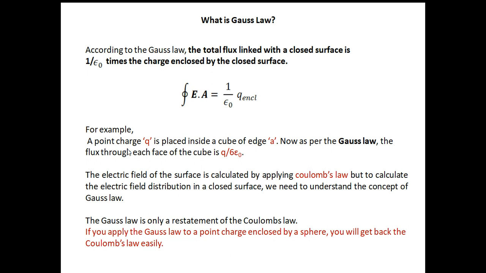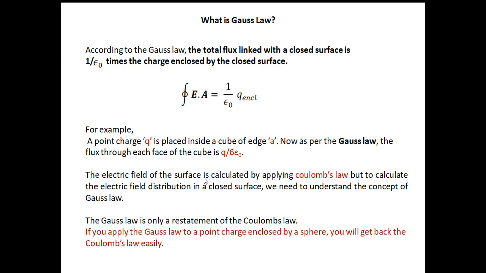For example, if Q is the charge placed inside a cube, then as per Gauss's law, you immediately get that the net flux through each surface of the cube is Q upon 6 epsilon 0.